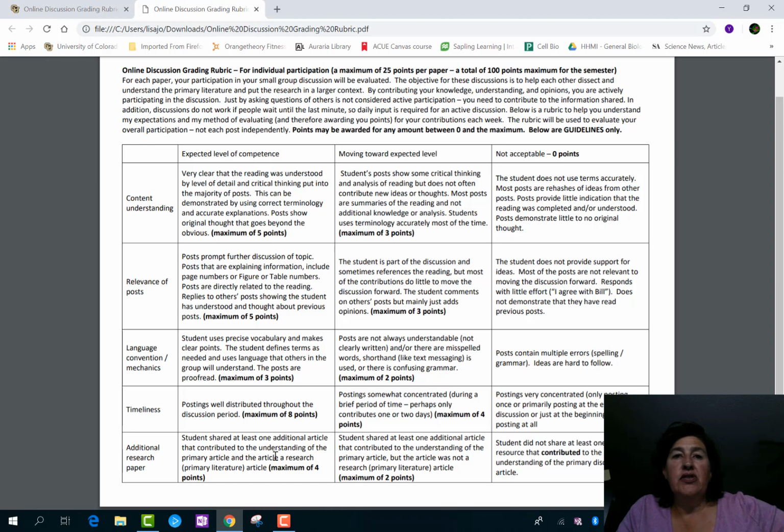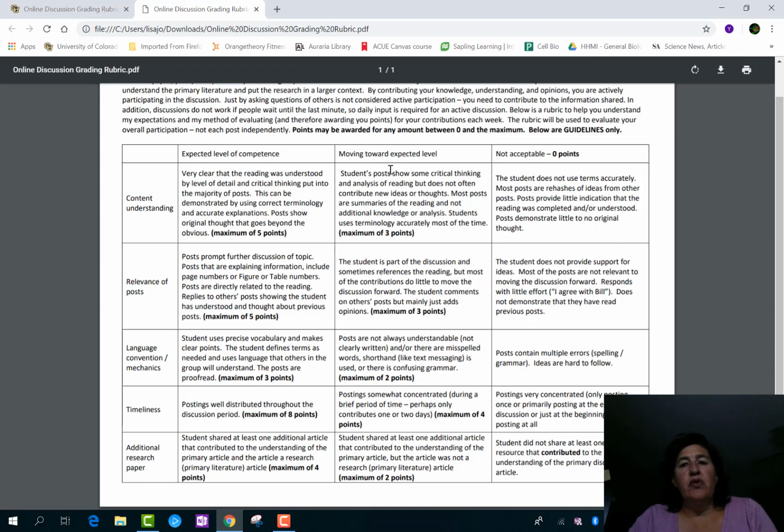So maybe there's some newer research that's happening. Maybe a question you had, you went and found the answer in another research article. Those are wonderful things to share. So this rubric is how I grade you for your weekly discussions.